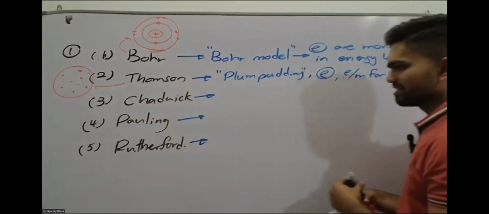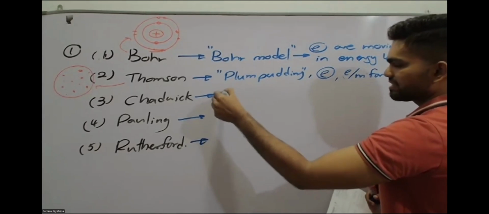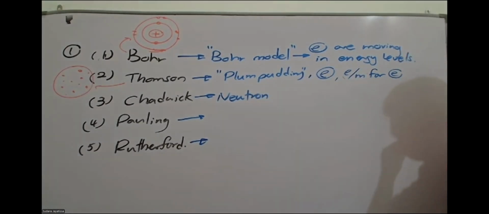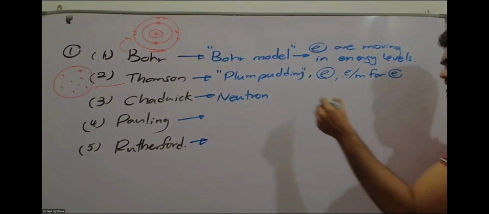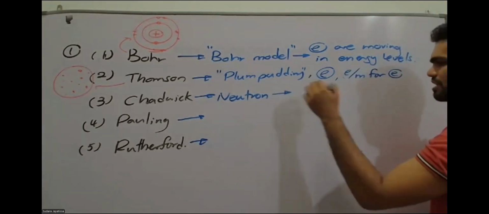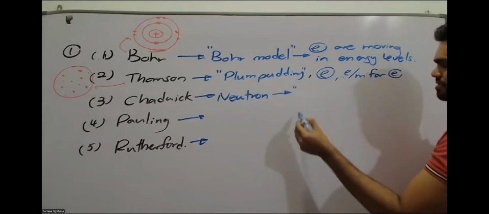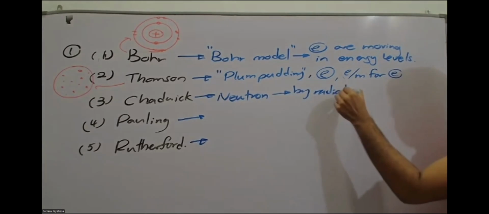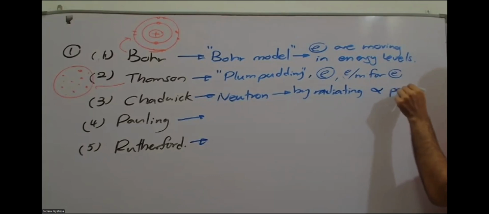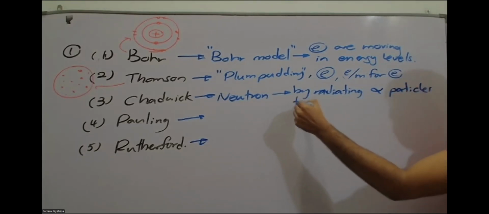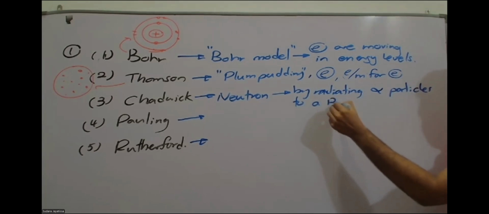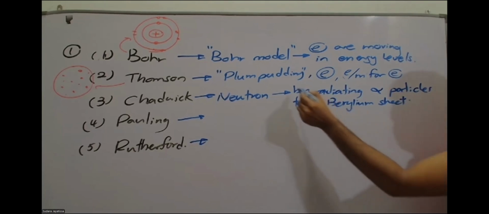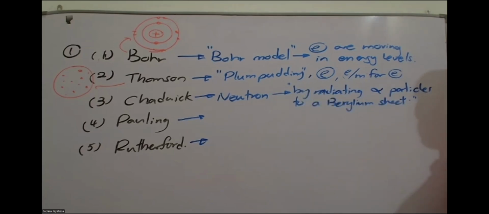Okay. And then Chadwick, of course, a few of you told, very good. He is related to the discovery of the neutron. Importantly, Chadwick did this experiment, which will be taught later, but just write it here. Discovered neutron by radiating alpha particles to a beryllium sheet. We'll be discussing more later, but just know his experiment: radiating alpha particles to a beryllium sheet.